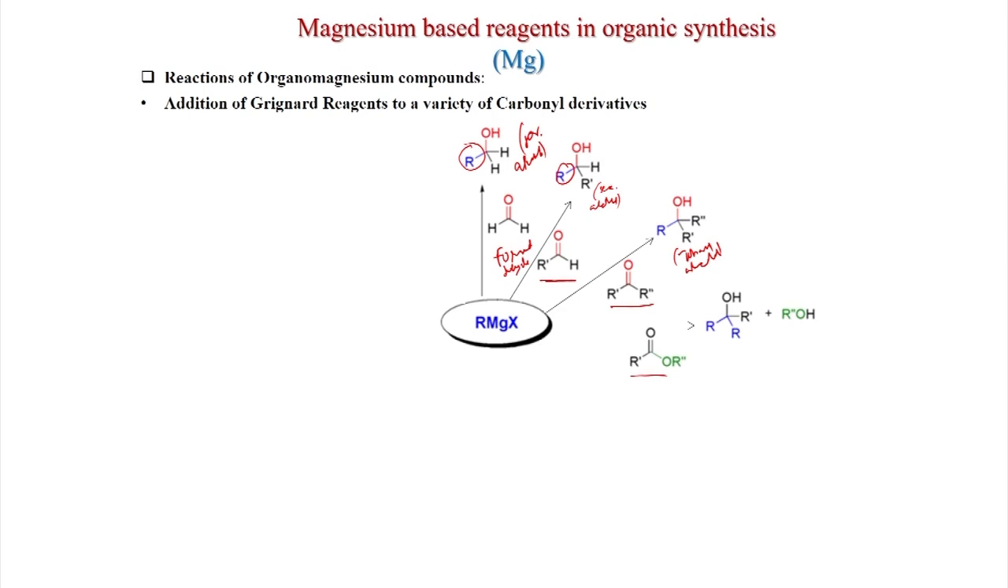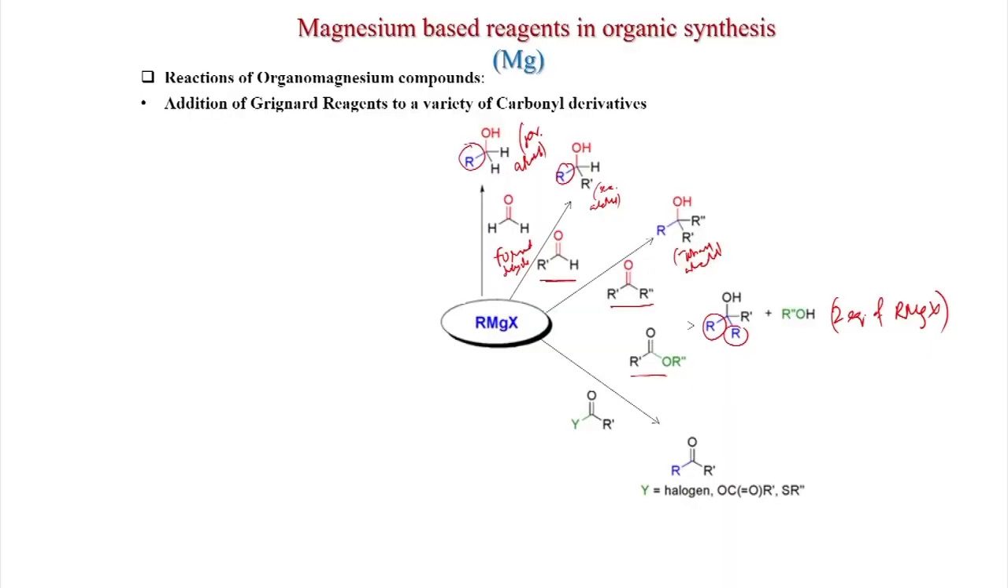So, in situ the ketone is formed first, then the ketone reacts further to generate tertiary alcohol, and two R groups come from the Grignard. So, two equivalents of Grignard are required. Similarly, if Y is another leaving group, then if you do the slow addition, the ketone isolation is possible but difficult. Like Y is equal to halogen, then OCOR, which is anhydride, then SR.